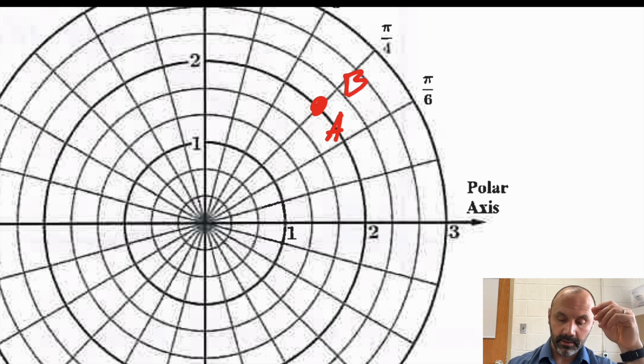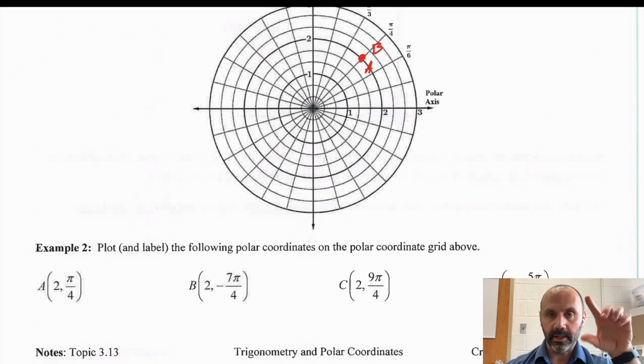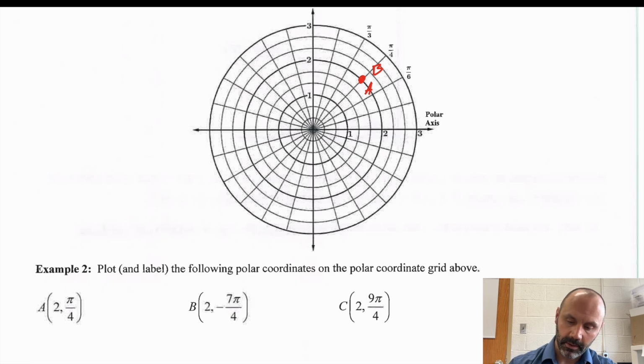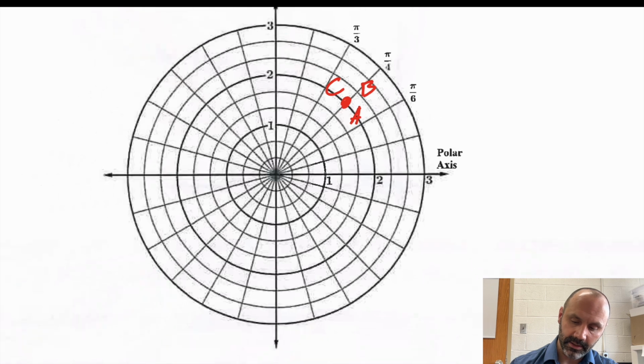So this is both A and B. Notice, same point, labeled in two different ways because of how we wrote the angle. The radius has to be the same. Now, C and 9 pi over 4. What does 9 pi over 4 mean? Well, 8 pi over 4 is just 2 pi. So it's pi over 4 past a full 2 pi revolution. And again, it gives me the same point. So it's A, it's B, it's C.